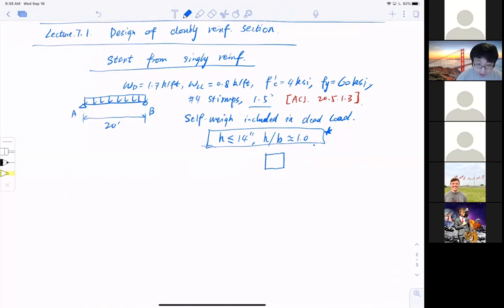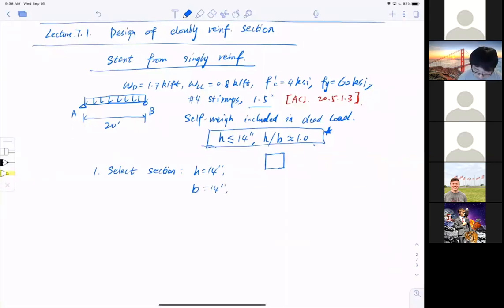So this is my requirement. To make our life easy, I'm just going to give you a section. Select the section with a dimension of H equal to 14 inch, and B, which is the width, equal to 14 inch.